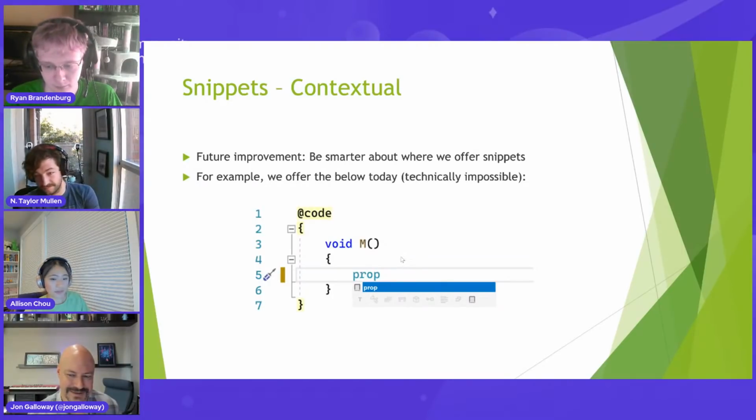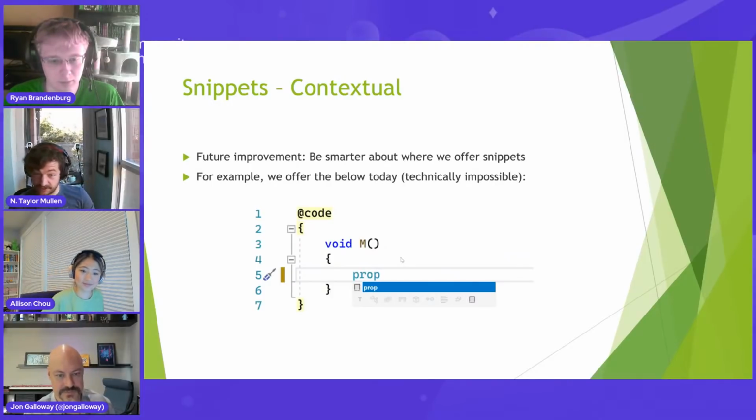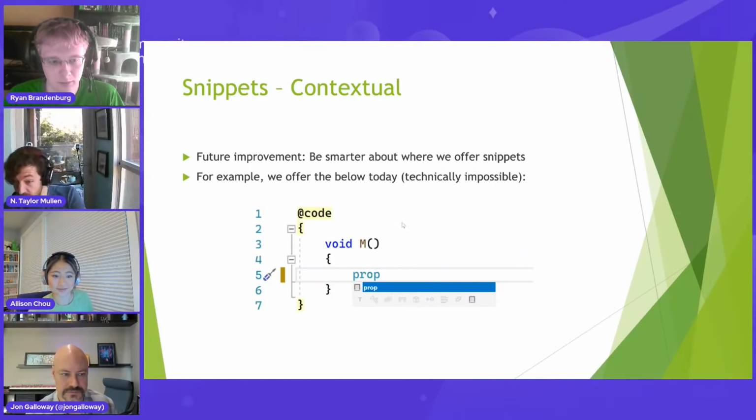With our new LSP-based editor, we should be able to hopefully offer contextual snippets. So that's something we're looking into doing. And this is not just prop, this is every single snippet known. You have all of them offered to you all the time, effectively bloating your completion list, which is obviously less than ideal.